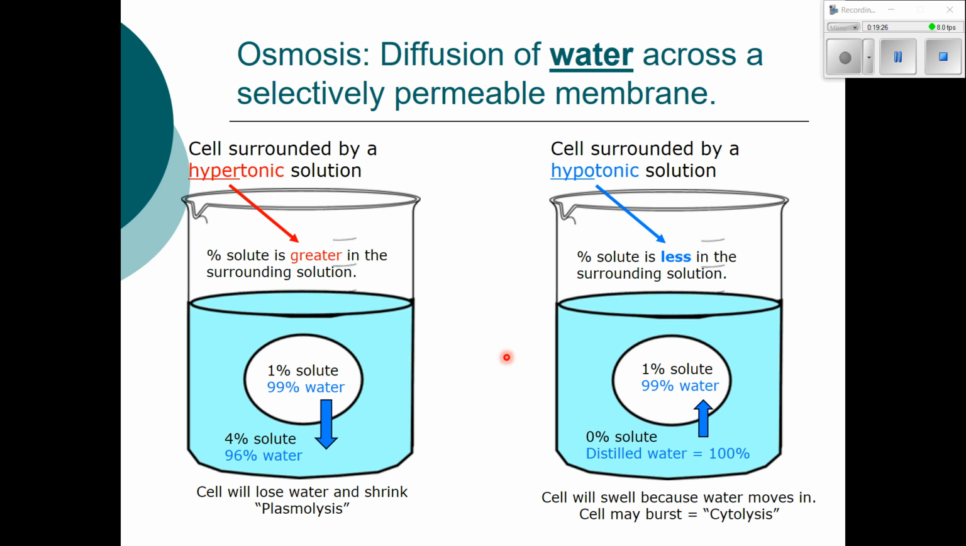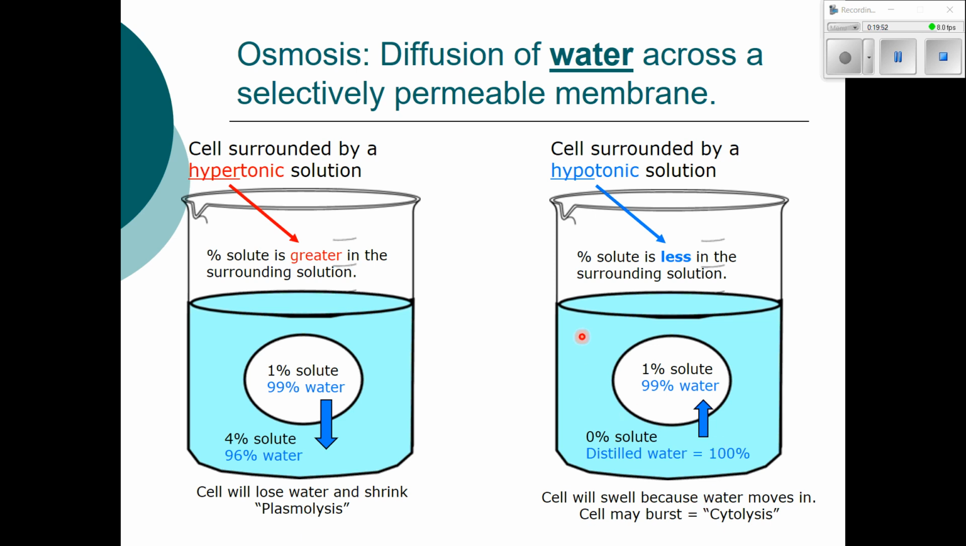Whenever a cell is surrounded by a hypertonic solution, water will move out of the cell and that cell will shrink. It'll literally shrink. The shrinking of a cell due to water loss is called plasmolysis, and that's not a good thing for cells.